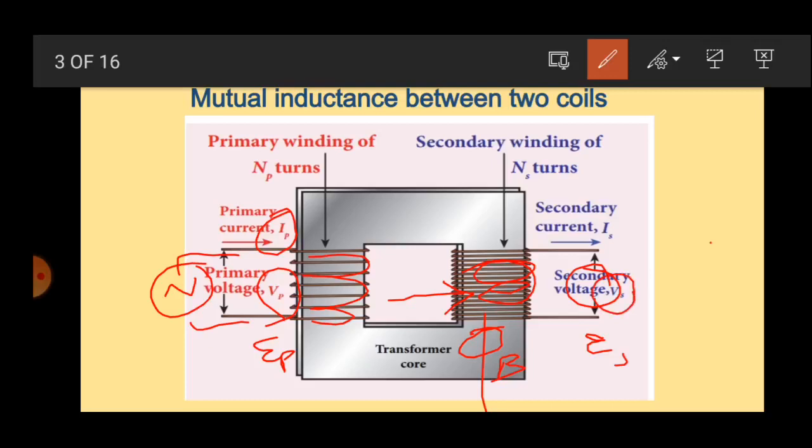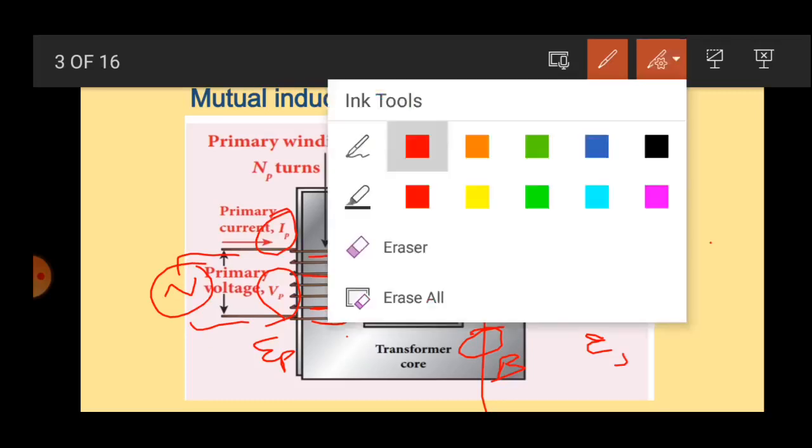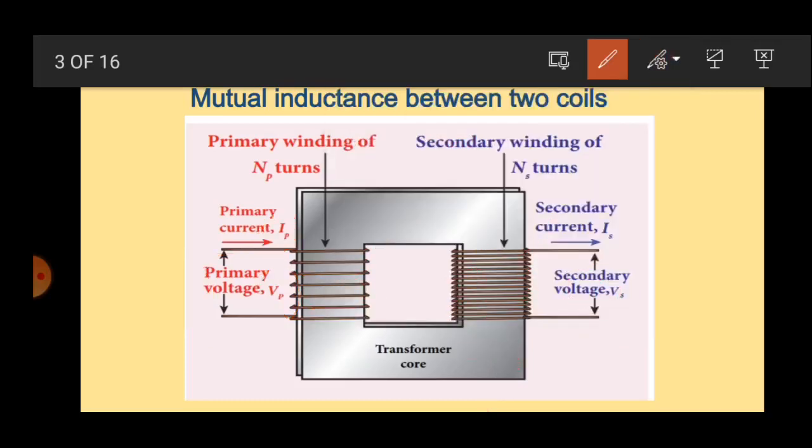Now listen to it. Two coils of high mutual inductance are wound over the same transformer core, the primary coil and the secondary coil. Are you clear? Okay. This is a magnetic material. The coil across which the alternating voltage is applied is called the primary coil, and the secondary coil is where the output is produced.